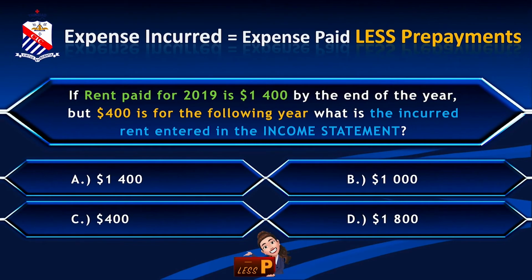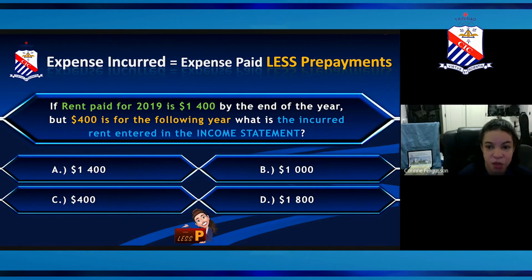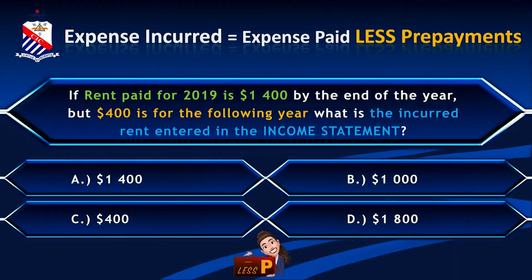Rent paid 1,400, 400 in advance. So paid for the following year. That is a way of you knowing that it was paid in advance. If it's not for this year, that means it's for the following year. That is in advance. So that's a prepayment. So you have to less it. So that'll be 1,400 minus 400, which should be B.